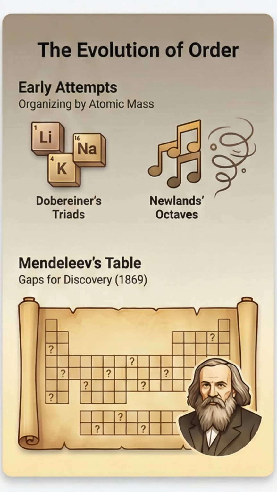Before the modern table, chemists grouped elements using simple patterns. Dobereiner arranged elements into triads with similar properties and middle atomic masses. Newlands proposed octaves, noticing that every eighth element shared characteristics. These early systems were imperfect but revealed that elemental properties repeat in regular, predictable ways.